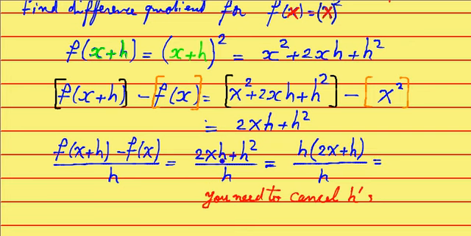Remember, you couldn't just cancel these things out. That's not a legitimate operation. You need to cancel h's, but in a legitimate fashion, not just dropping them out of the side. Now I can cancel this h, cancels that h, and what is left is 2x plus h. That is our holy grail. That's what we were looking for all this time. That is the difference quotient.